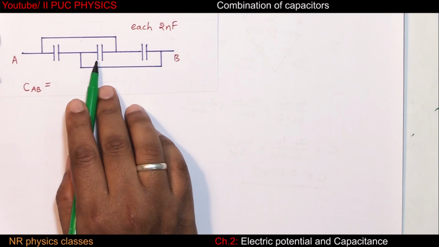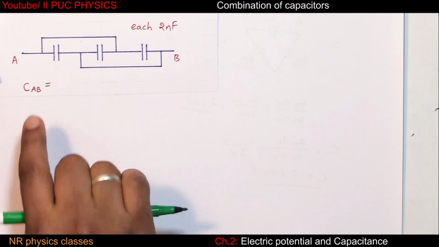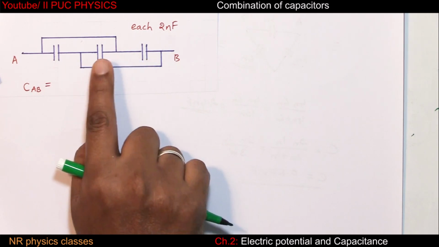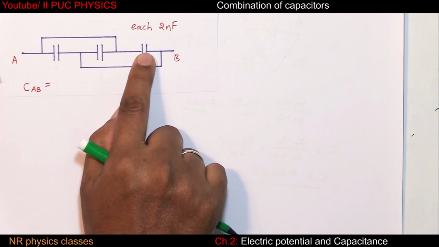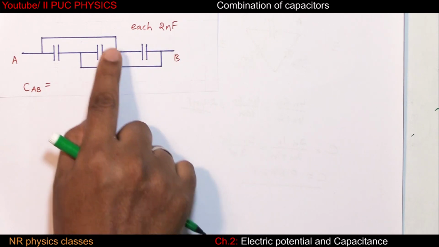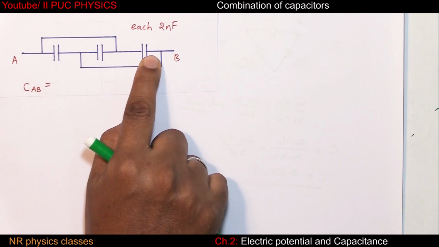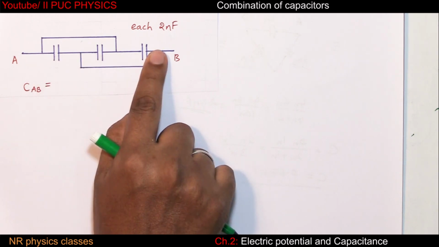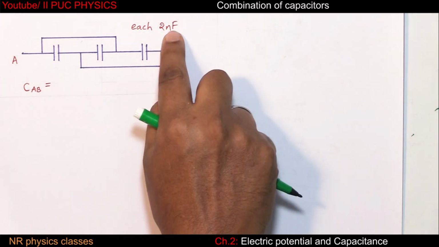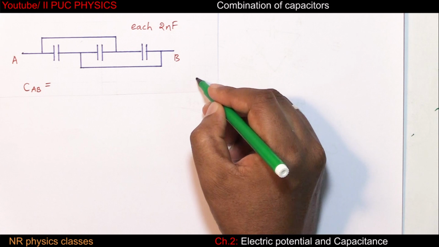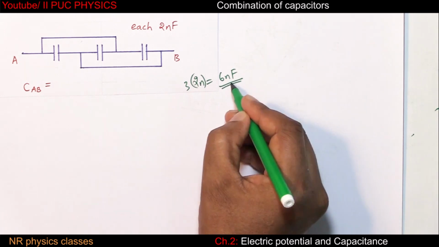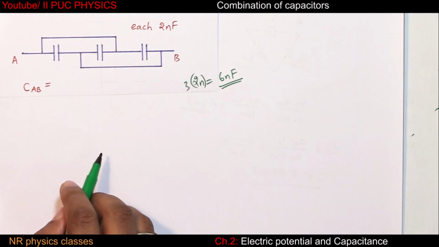So this appeared in CET. At first shot, this looks like 3 capacitors in series. Don't get carried away. Along with that, there are 2 more wires, this and this. That doesn't make these 3 series. How to solve such problems is very easy. Actually, these 3 are in parallel. Parallel, each equal to 2 nano, so there are 3 equal to 6 nanofarad. This is the answer. But how to analyze?